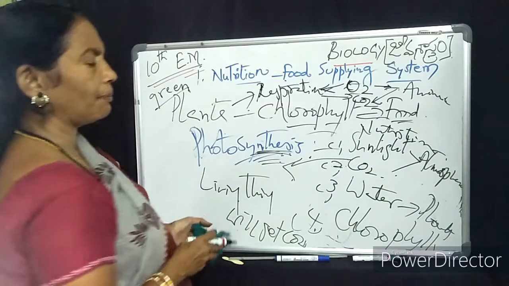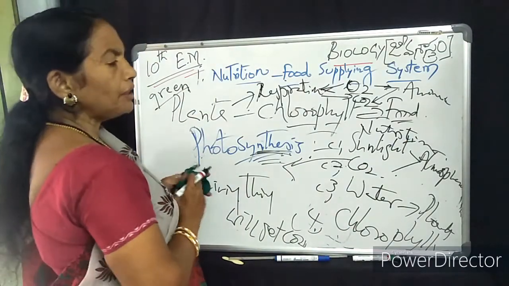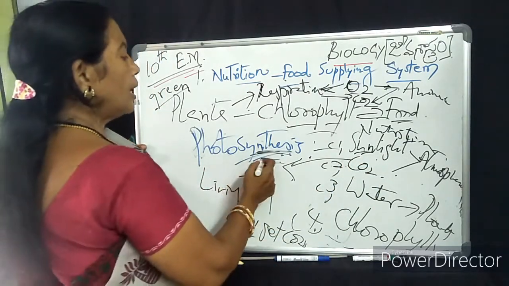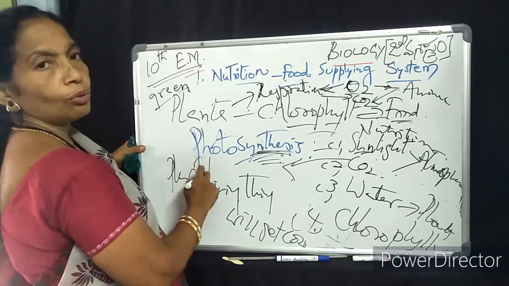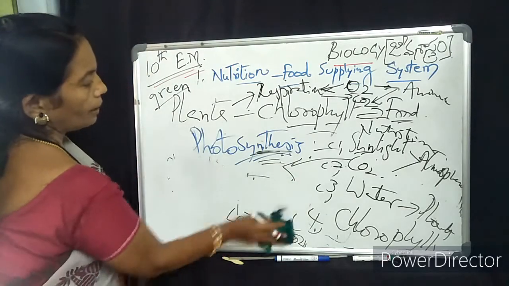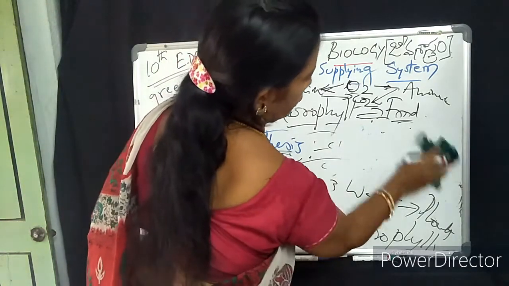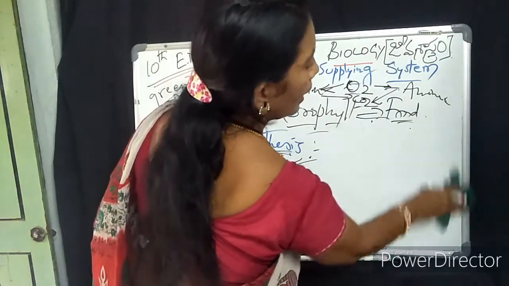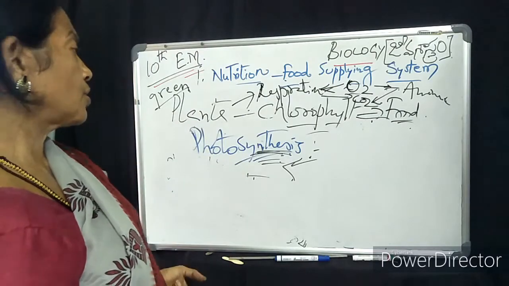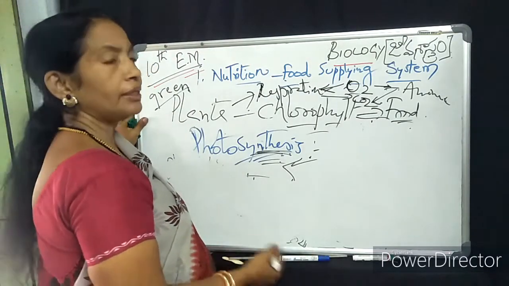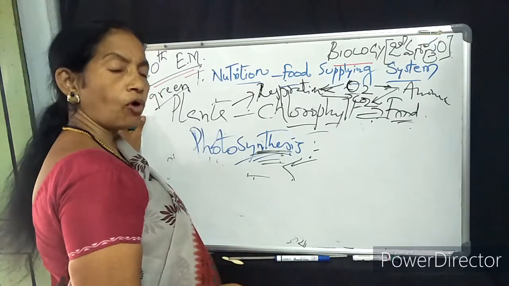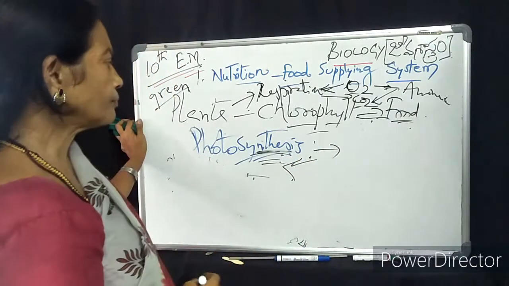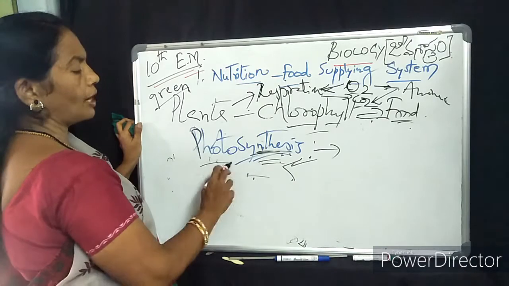So for the nutrition purpose, what do they do? They should have sunlight. If there is sunlight, then these plants will be very happy to prepare their food. So what is photosynthesis? Photosynthesis means synthesizing food material like glucose or starch with the help of sunlight, carbon dioxide, water in the plant, and chlorophyll. This is called photosynthesis.